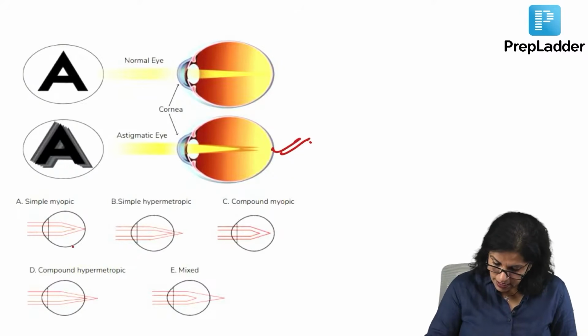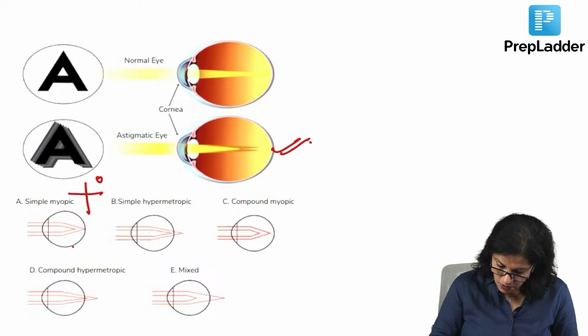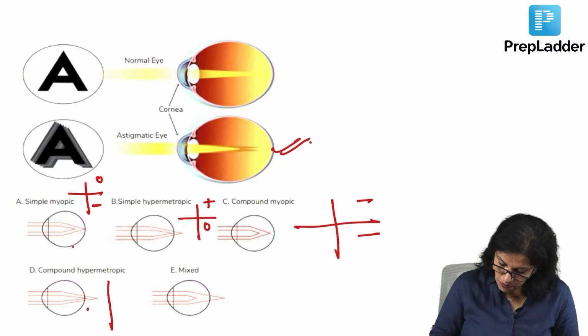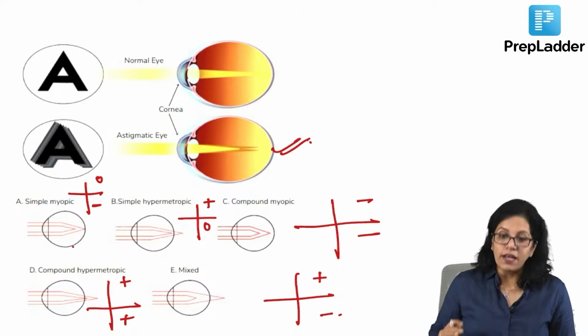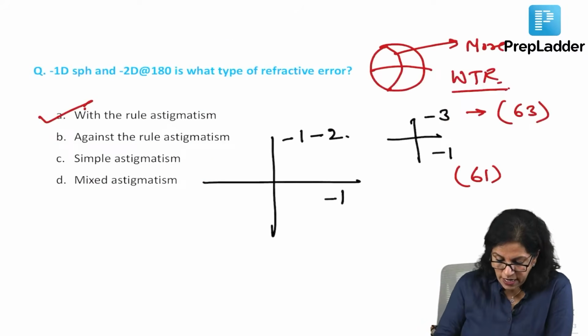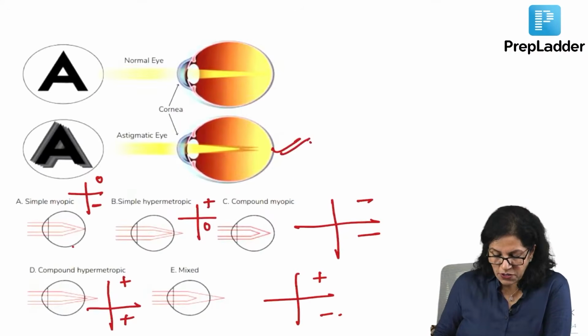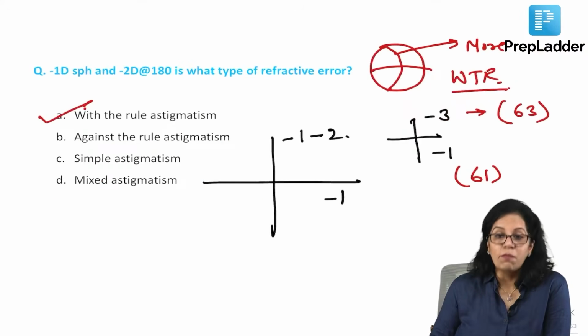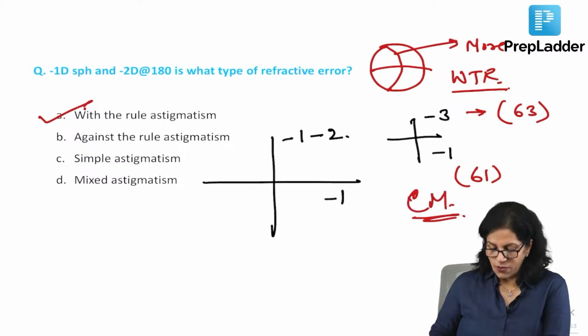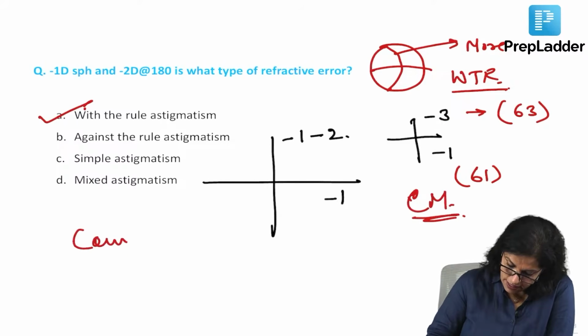And when you say simple myopic, how do you revise this? Simple myopic is one axis is 0 and there is a minus. Simple hypermetropic, one is plus, one is 0. Compound myopic means both are minus. Compound hypermetropic, both are plus. And if one axis is plus, one minus, this is called mixed astigmatism. We know this very well, isn't it? So in this case, what type will it be according to this classification? It is both minus 3, minus 1. So it's a compound myopic, isn't it? So we should know that this is actually a compound myopic astigmatism.